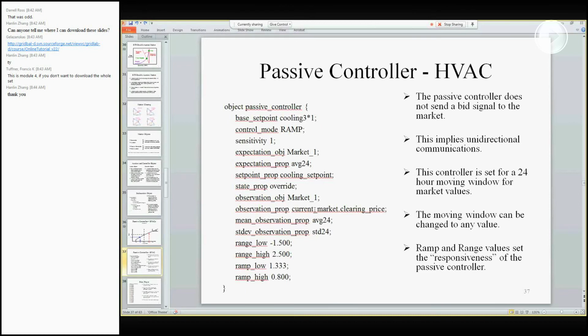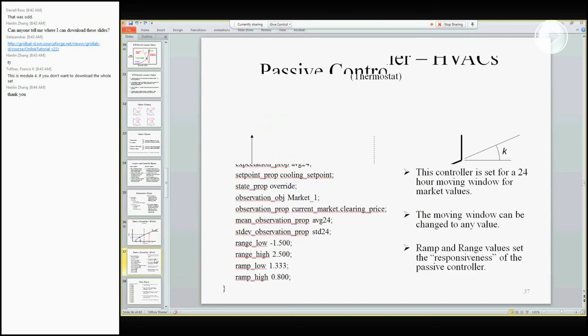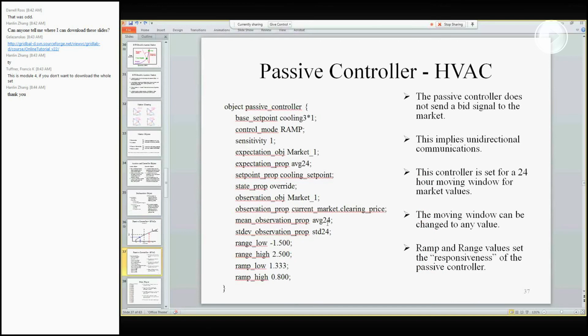And this is basically what the current value is at this time. So we're going to take a look at it, and this becomes a reflection in this last graphic of P clear. So this P average becomes the expectation value, and P clear is your observed value. And then we attach a couple of other properties to look at that are also linked to this market one. So we're looking for, again, the last 24 hours average, last 24 hours standard deviation.